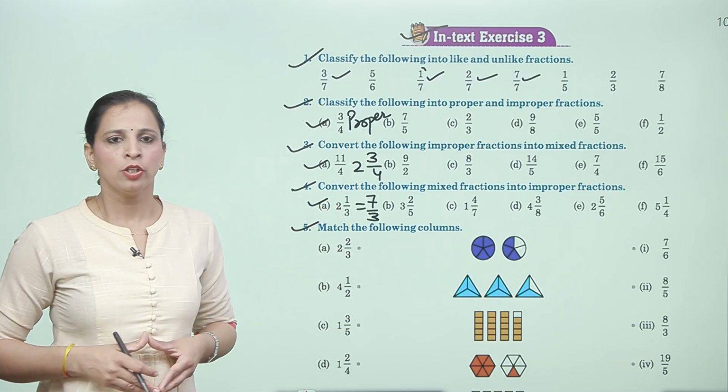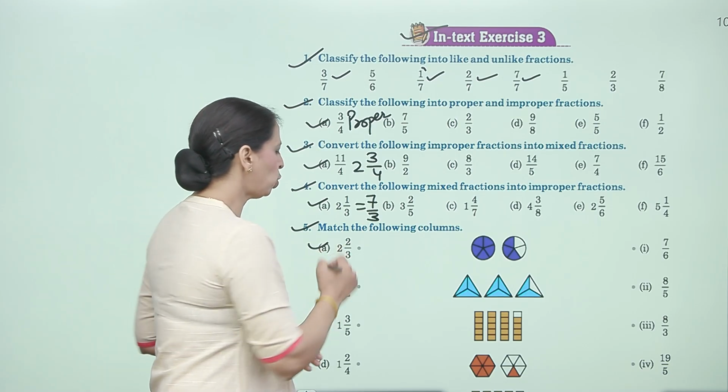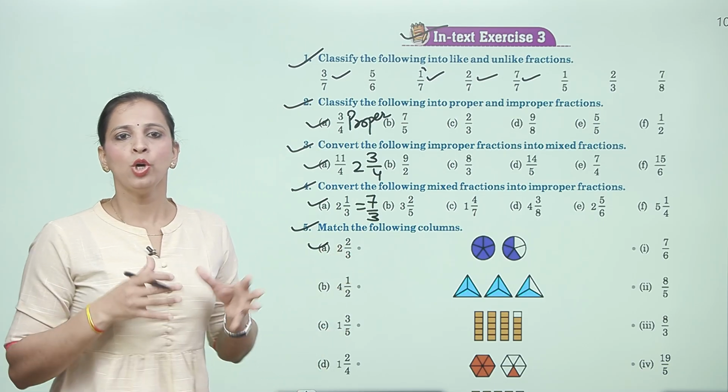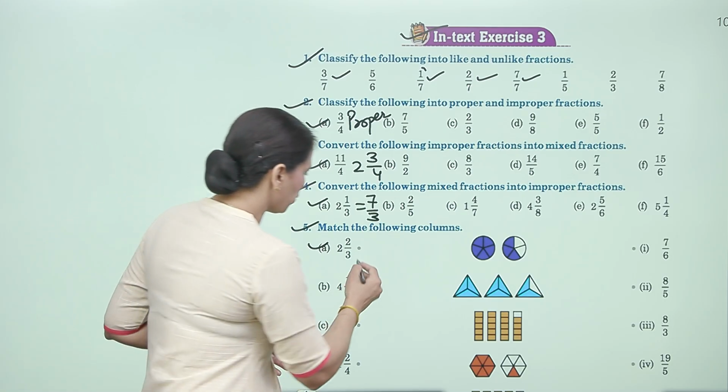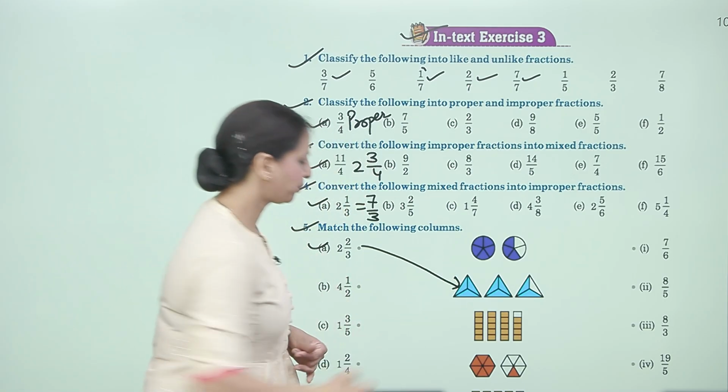Match the following columns. A part 2 and 2 by 3, that is equals to 2 complete and next 2 upon 3, that is matched with this.